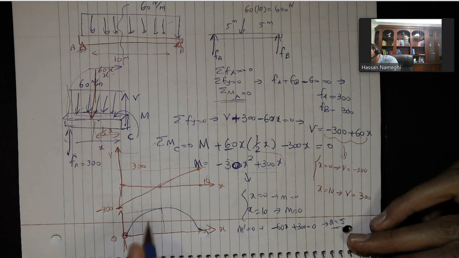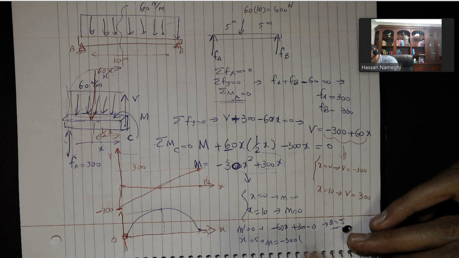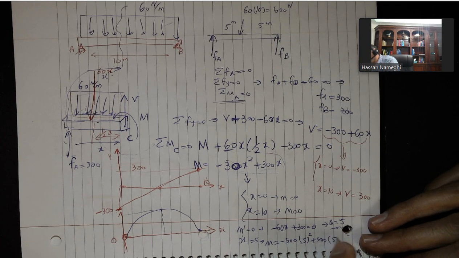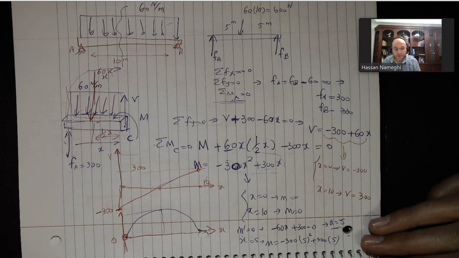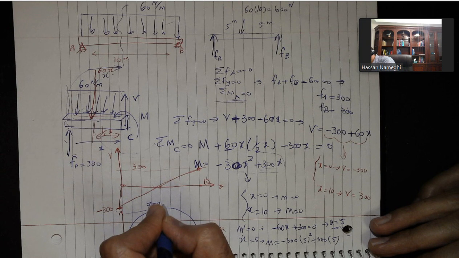If I evaluate it at x equal to 5, I put x equal to 5 in that equation. I'm going to get M is equal to minus 30 into 5 to the power of 2 plus 300 into 5. And I'm going to get 750. So 750, that's your maximum bending moment.